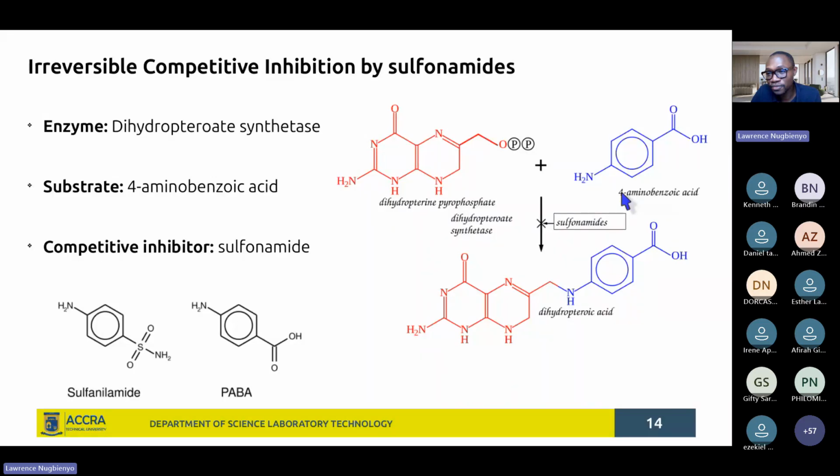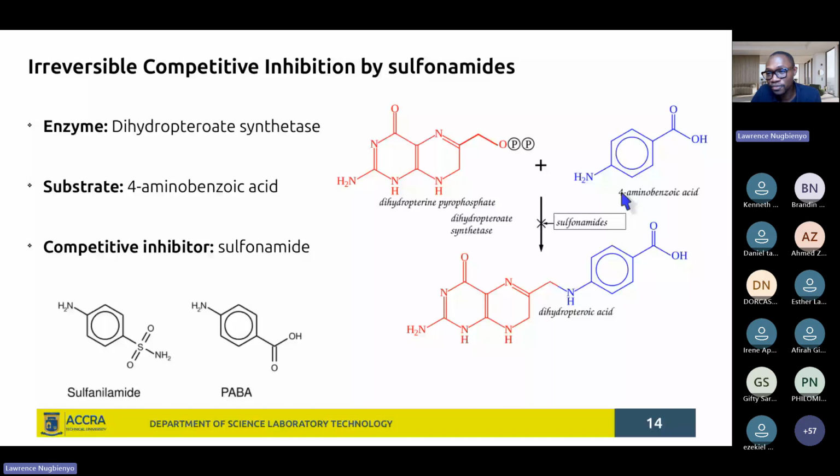So it's like they come in to deceive the enzyme. They come and bind to the enzyme as if they are the substrate. But because it's not a substrate, the reaction will not proceed.